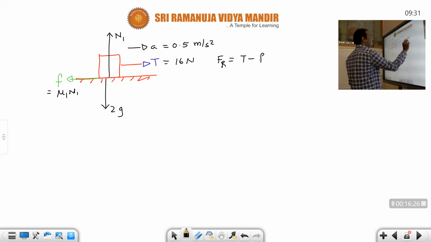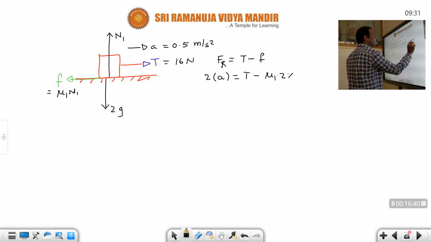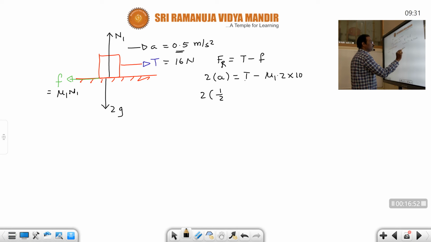Now for this one, equation of motion: resultant force Fr is equal to T minus F. That is mass into acceleration, 2 into acceleration A, is equal to tension T minus mu1 into 2g. 2 into 10 I will take for convenience. Then acceleration is also given as 0.5, which I will take as 1 by 2 for convenience.